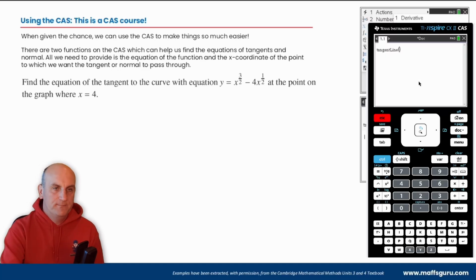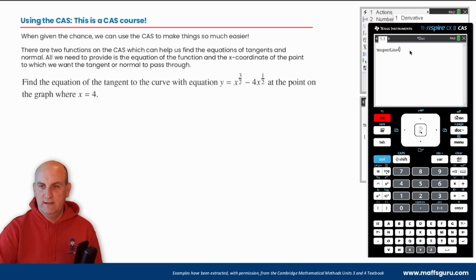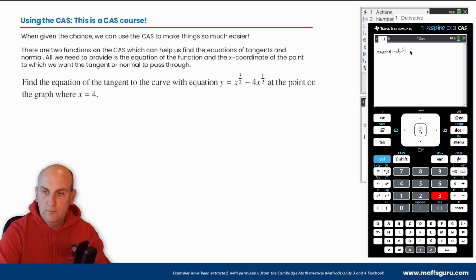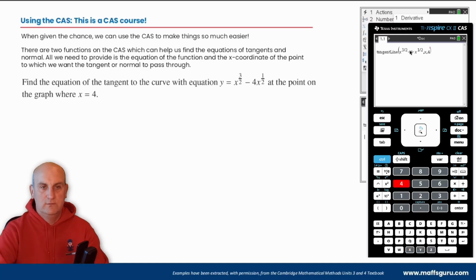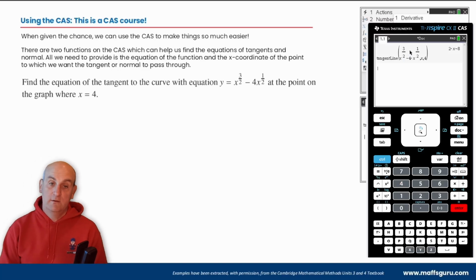Right, hitting escape. So tangent line was my expression. In this question, my expression is x to the power of 3 on 2 minus 4 times x to the power of a half. You don't need to put the y equals. Then a comma, you have to say what your variable is, comma, and what the value is. So we want it when x equals 4. Hit enter, and oh my goodness, 2x minus 8. So much easier than doing it by hand.